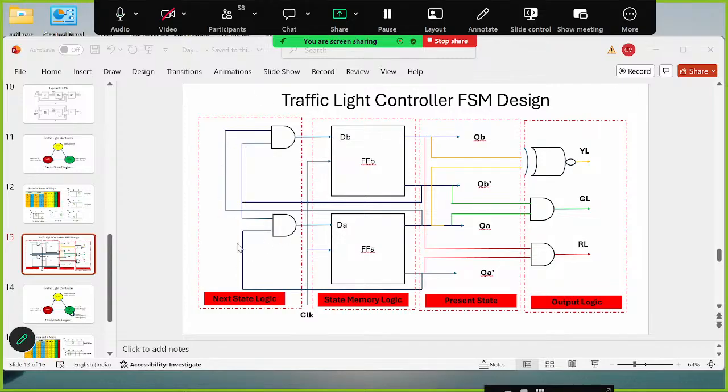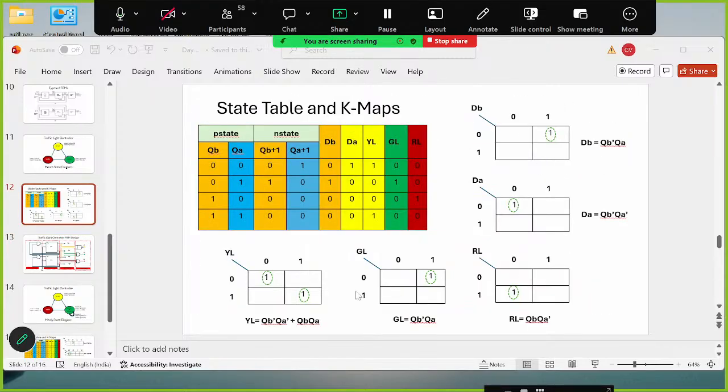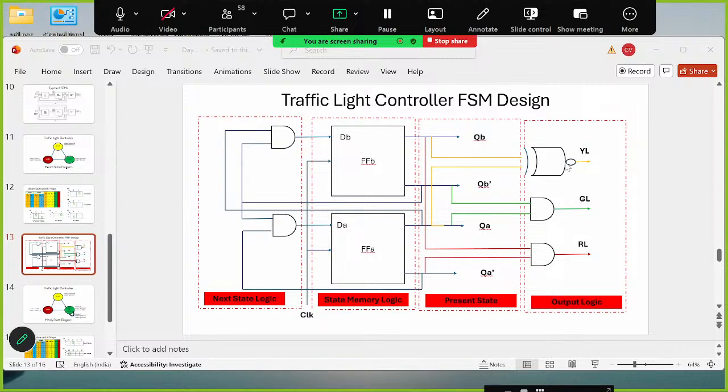This becomes the input logic. Similarly, at the output logic, directly you can see YL. This is nothing but an XNOR gate, in which QB and QA are inputs. Similarly for green light and similarly for red. This is your state machine, the complete state machine.